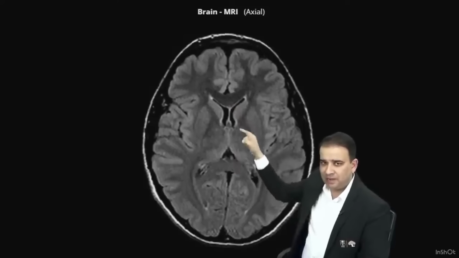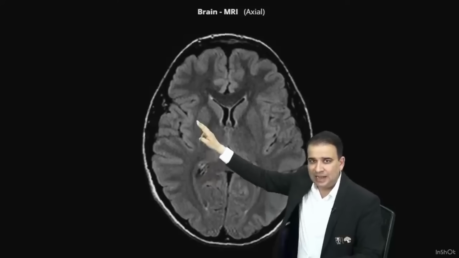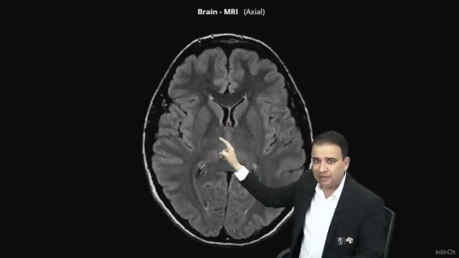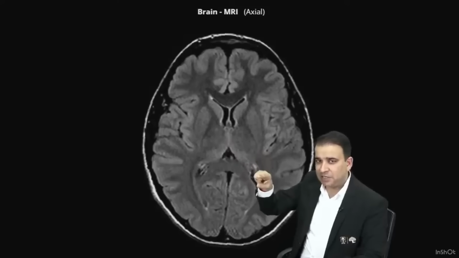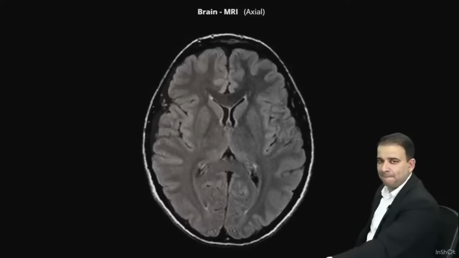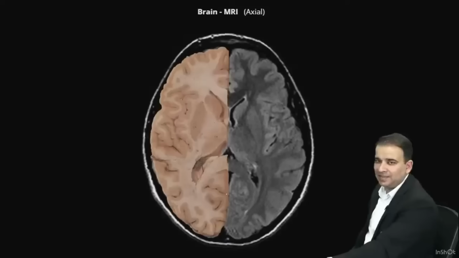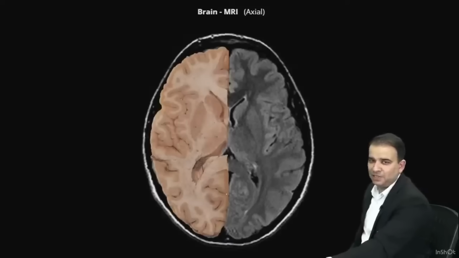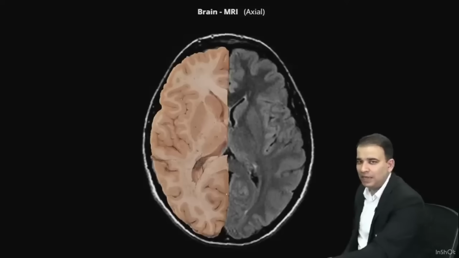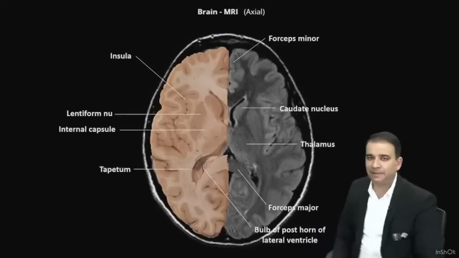The forceps minor, the forceps major can be seen. Tapetum fiber can be seen. Posterior horn is visible to me. You can see the lentiform nucleus outside, caudate nucleus, thalamus. The same picture which I just showed you. Let me try to superimpose on this side so that will give you a fair idea. Look at that, guys. I think it's fairly matching. It's a good match actually. Although these are pictures from completely different sources, I just tried to overlap them, but they are overlapping very well, and the same labeling.